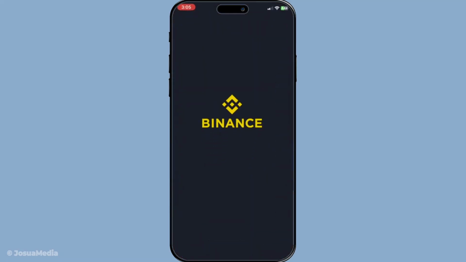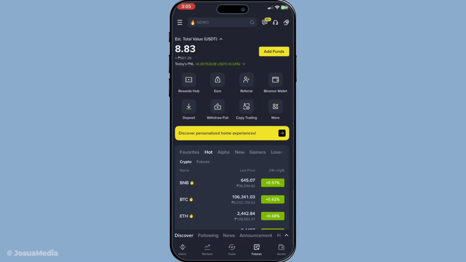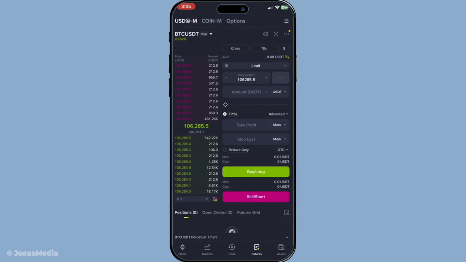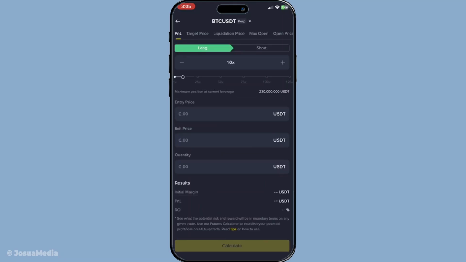Once you have the app open, navigate to the Futures tab. This is your starting point for accessing the Binance Futures Calculator. The calculator icon is usually situated in the top right corner of the Futures screen. Go ahead and tap on that icon to launch the calculator. It's an essential tool for anyone trading futures, designed to make complex calculations much simpler with just a few taps.